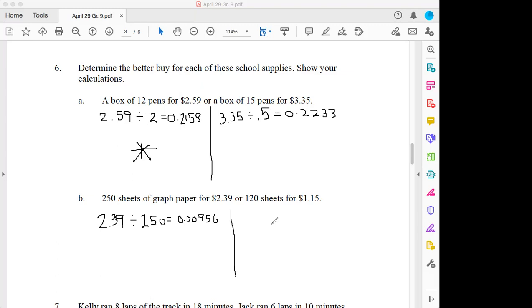And then you're going to do the same thing with the next one. So it's $1.15 for 120 sheets. So you're going to do $1.15 divided by 120, and that gives you 0.00958. Okay, so again, if we would have rounded, that would have given us a penny and they would have both been equal, but in reality, this is our cheapest one.